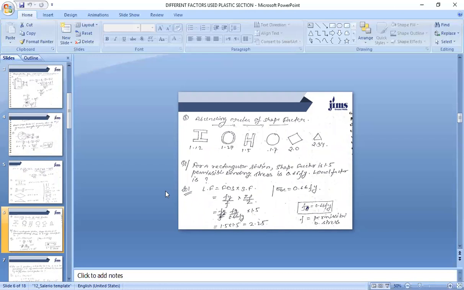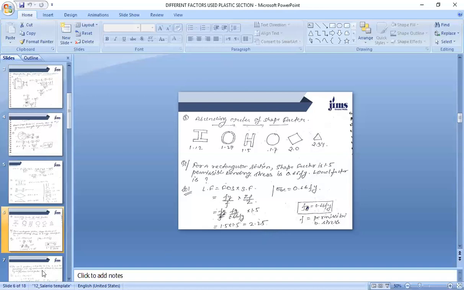Like we have a problem. For a rectangular section, the shape factor is 1.5, the permissible bending stress is 0.66 Fy, and we need the load factor. I told you load factor is calculated by factor of safety into shape factor. The factor of safety is defined as Fy upon F. Fy we don't know, but we know F, because permissible bending stress is 0.66 Fy, so we put 0.66 Fy in place of F. Since it is a rectangular section, the shape factor is 1.5. By solving it, we get the load factor as 2.25.